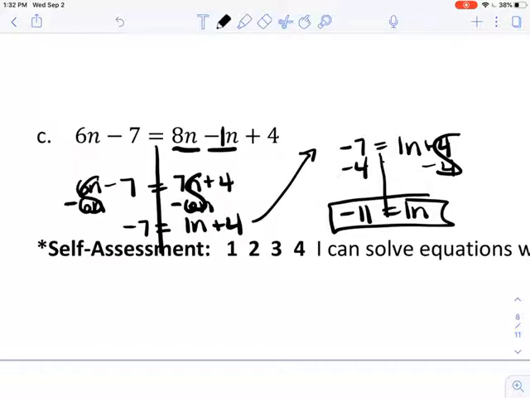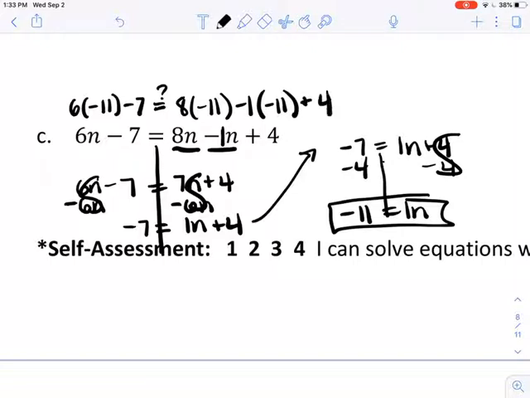Now remember, the way that you check your answer is that you plug in what n equals every time you see an n. So does 6 times negative 11 minus 7 equal 8 times negative 11 minus 1 times negative 11 plus 4? And then if you don't want to do this in your head, you can plug this side into your calculator and find out what it equals, and plug this side into your calculator and find out what it equals. And that's how you can check your work.